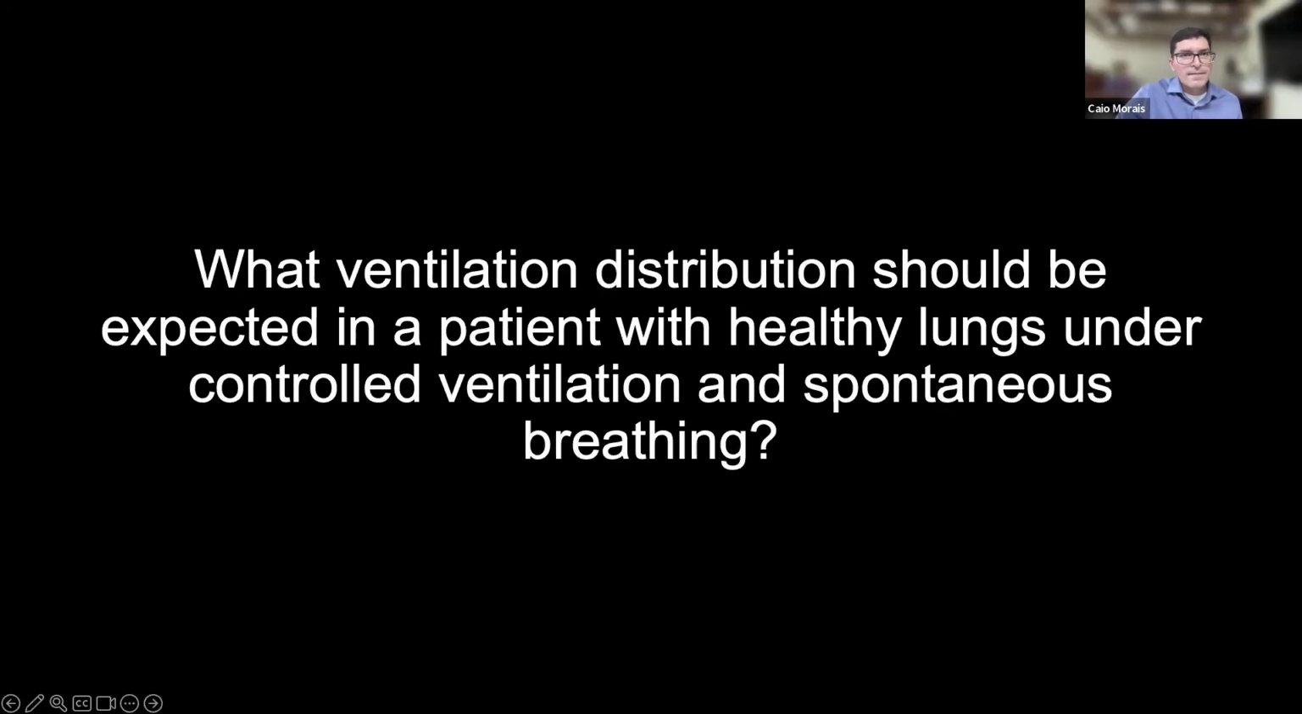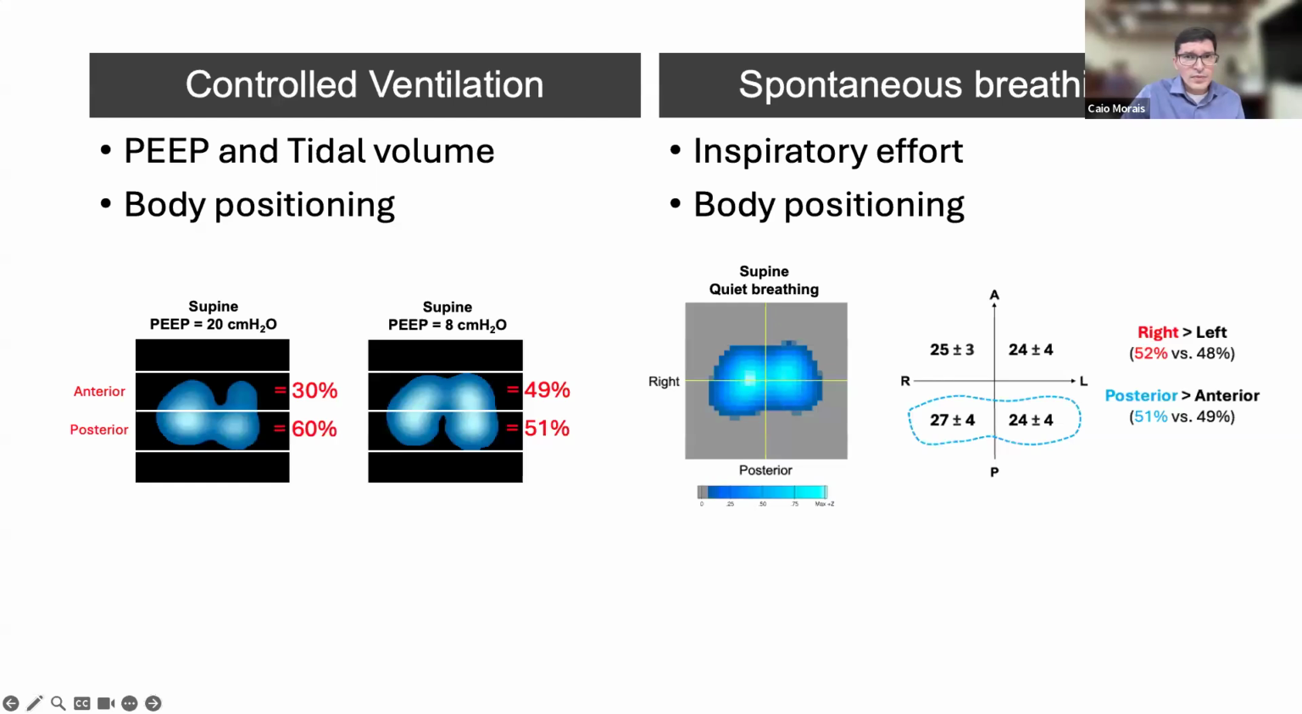What ventilation distribution could we expect in a patient with healthy lungs? This is important because before seeing sick patients, we need to have in the back of our minds images collected from patients with healthy lungs, because this makes it easy to identify a true lung impairment in a sick patient. And this is what we have on average in a patient without lung disease.